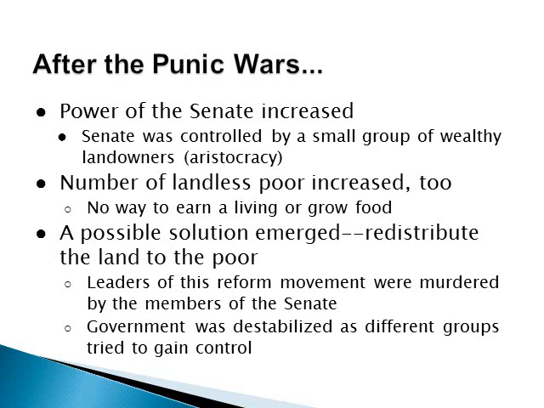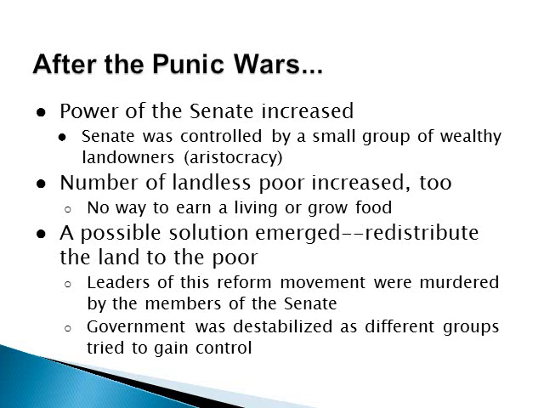The power of the Senate is increasing, and the Senate was controlled by a small group of wealthy landowners. That's the aristocracy. And at the same time that this small group of people is getting more and more powerful, you've got a large number of people who don't own any land at all. Therefore, they're very poor. They don't have any way to earn a living or grow food, and neither they themselves nor the government is really able to take care of them.